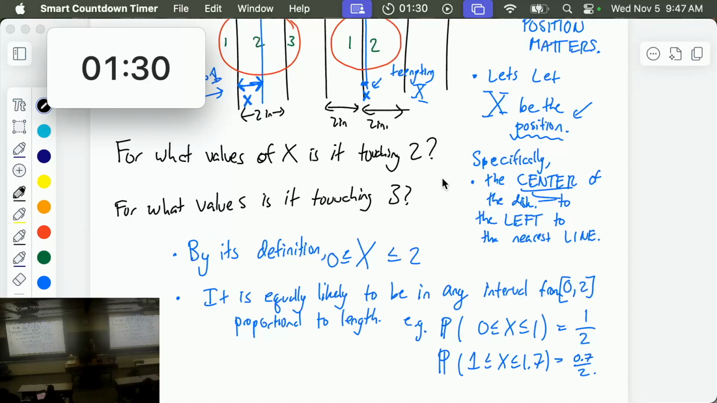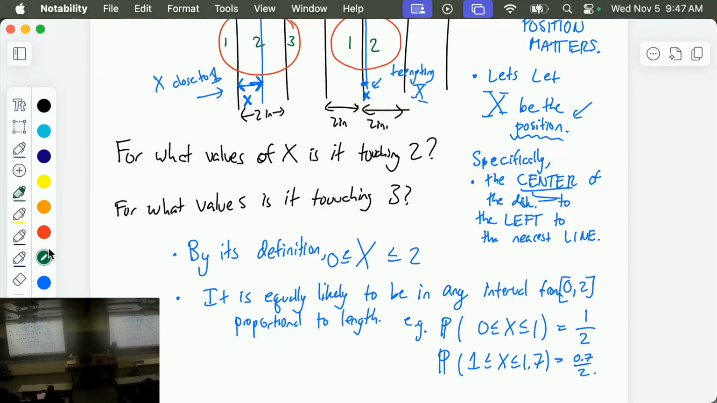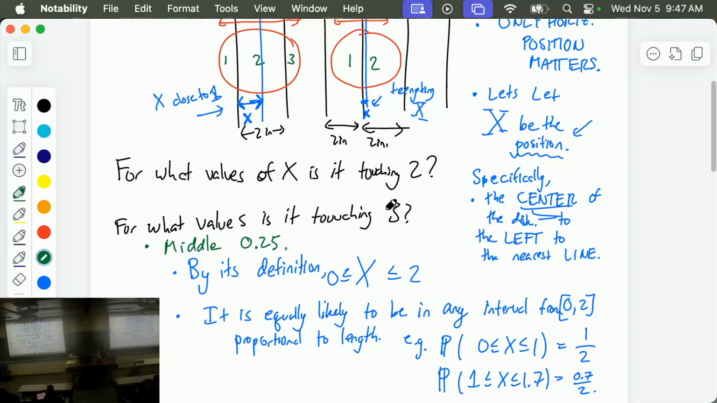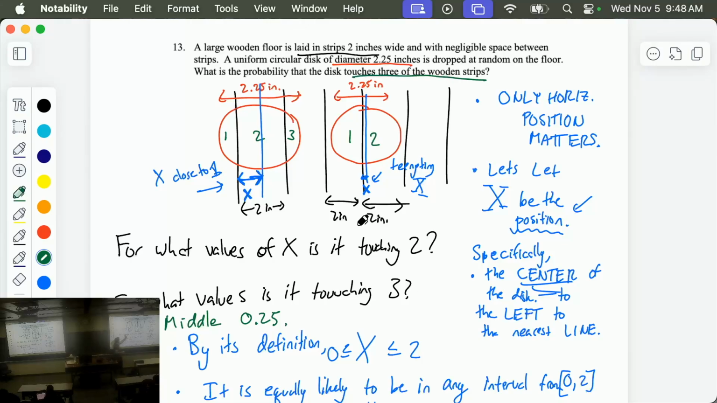Anyone have an answer for either one, 2 or 3? Yes, this is a great observation. If it's in the middle, 0.25. I totally agree with that. Oh, sorry, did you say touching 3 or touching 2? Touching 3. OK, yeah, that makes sense. So for it to touch both, it has to be near the middle. If it is too far over to one side, then it'll look like that. Or if it's too far over to the other one, it'll look like that. So the middle, 0.25, this is exactly where I would start.